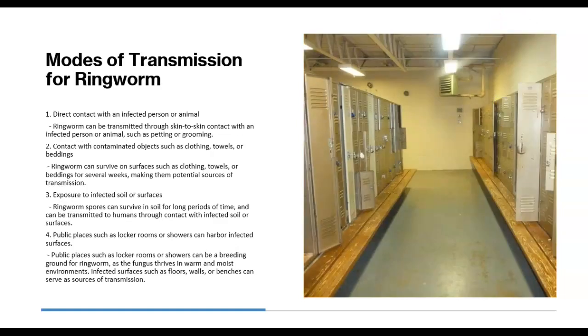Modes of transmission for ringworm. Number 1, direct contact with an infected person or animal. Ringworm can be transmitted through skin-to-skin contact with an infected person or animal, such as petting or grooming. Number 2, contact with contaminated objects such as clothing, towels, or bedding.